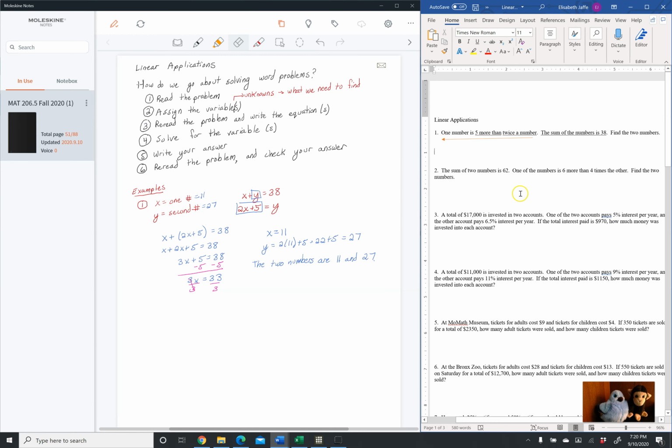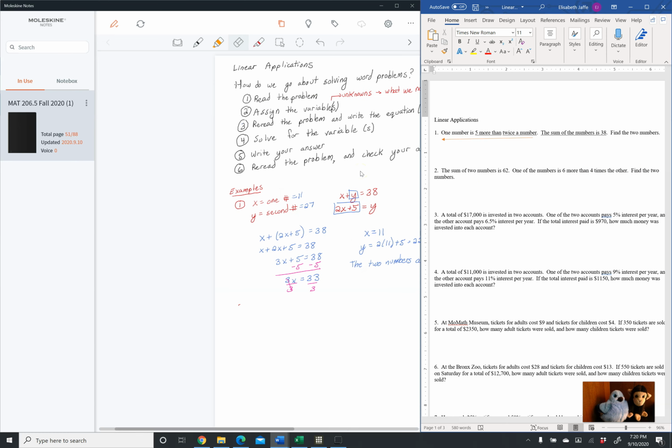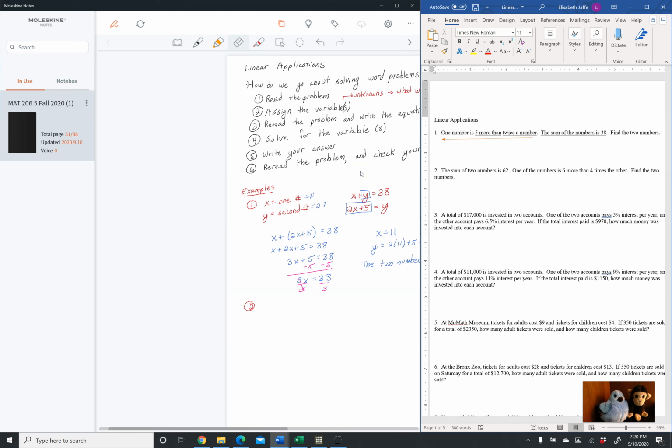Okay, so the next one says, we're going to read it. The sum of two numbers is 62. One of the numbers is 6 more than 4 times the other. Find the two numbers. So very similar to number 1.